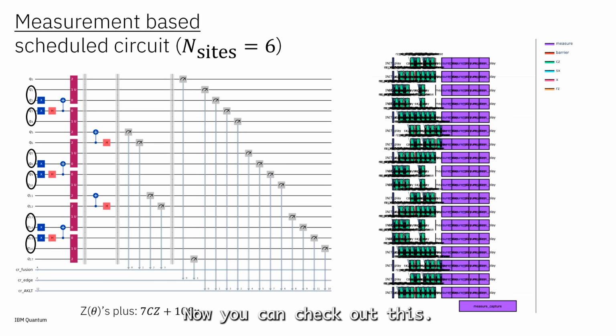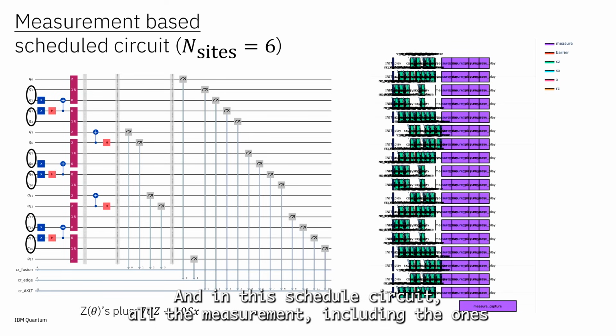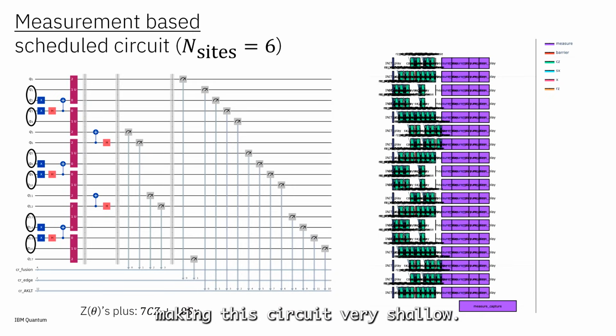Now, you can check out the scheduled circuit for this too. And in this scheduled circuit, all the measurements, including the ones used for fusion, are played simultaneously with terminal measurements, making this circuit very shallow.